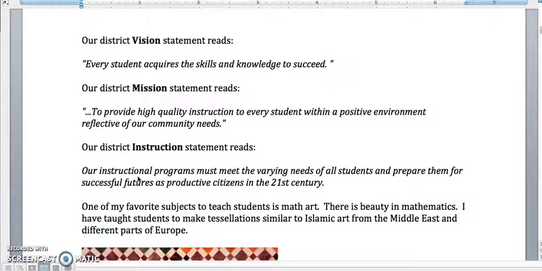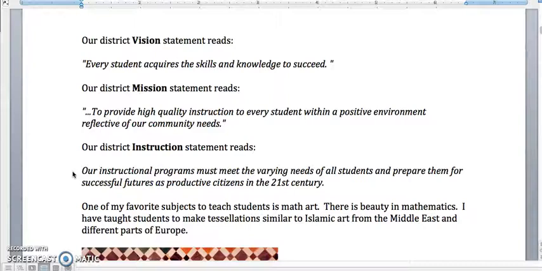Every student acquires the skills and knowledge to succeed. Our mission statement is to provide high quality instruction to every student within a positive environment reflective of our community needs. And our instruction statement reads, our instructional programs must meet the varying needs of all students and prepare them for successful futures as productive citizens in the 21st century.